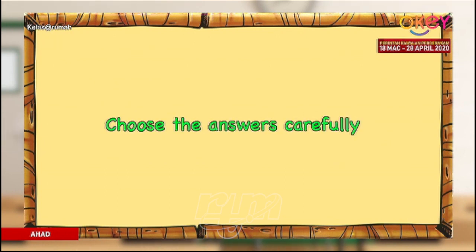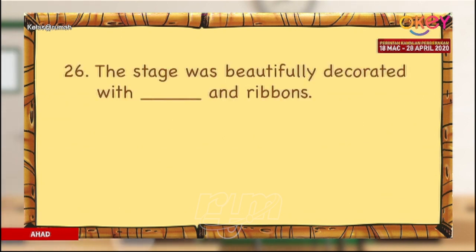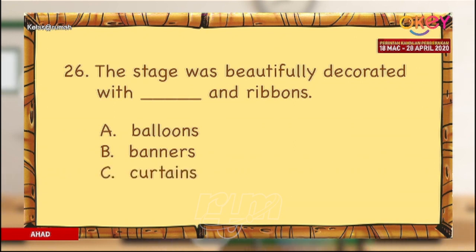Choose the answers carefully. Now let's look at the blanks one by one and choose the correct answer. Number 26. The stage was beautifully decorated with and ribbons. The answers given are A, balloons, B, banners, C, curtains, and D, trophies. So which noun is the best answer based on the picture? The answer is A, balloons.